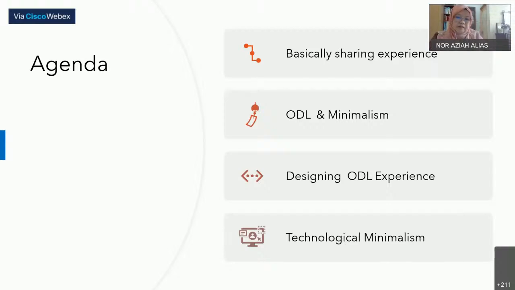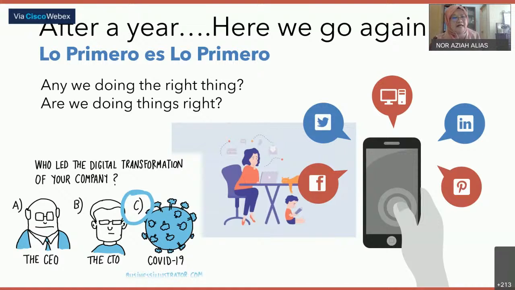Anyway, we are going to talk about minimalism and about designing the ODL experience, and we go into technology a bit. Not a bit, we are going to go into technology. I love technology. Please do not misinterpret the fact that when we say technology minimalism, we want to minimize. No, I love every aspect of technology, but there are lots of things that we have to consider as well. Okay, so after a year, like I said, here we go again.